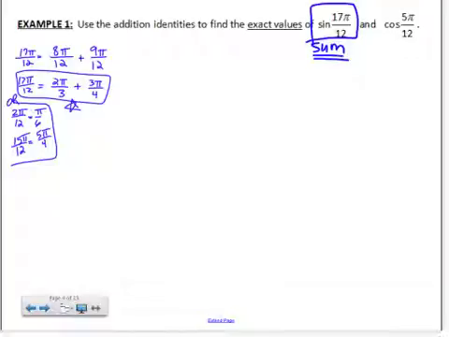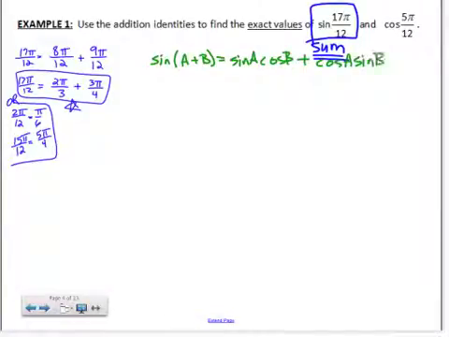Okay, the first thing that we want to do, the way to learn a formula, is you write the formula down first. Sine of A plus B is sine of A times cosine of B plus cosine of A times the sine of B. Okay, that's the first thing we do. Next thing is we're going to show our substitution. It doesn't matter if you put the 2 pi over 3 or the 3 pi over 4. It does not matter. What matters is you do the right thing with it. And then we're going to show the work.